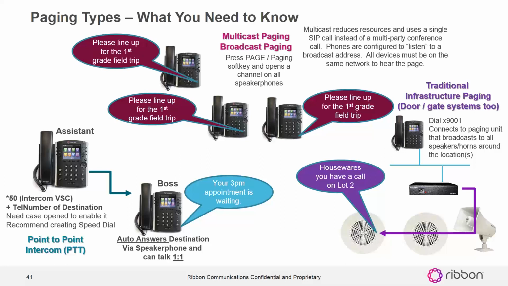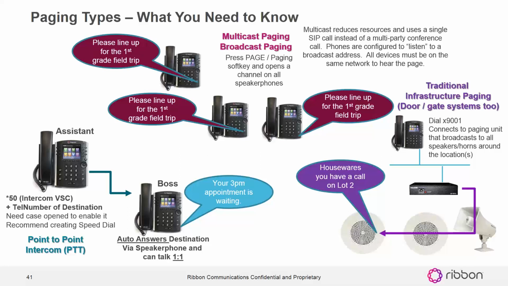And what it does is these phones are set up to listen to an IP address that this would broadcast out to. And so it uses a lot less resources than the old style of broadcast paging. Broadcast paging in the original implementation around a lot of systems was using basically a big conference, which took up a lot of multiple calls to make that conference and then put them together. So this is basically one SIP call that is multicast across all those.